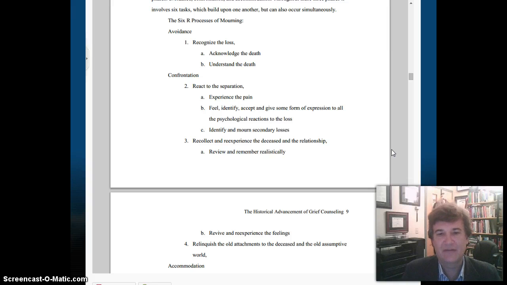Secondary losses have to do with other things that were connected with that relationship and that individual. Like traveling with them. Friendships with other people that were mutual. And we recollect and re-experience the deceased and the relationship. We review and remember realistically. We revive and re-experience those feelings, and we relinquish the old attachments to the deceased and the old assumptive world.